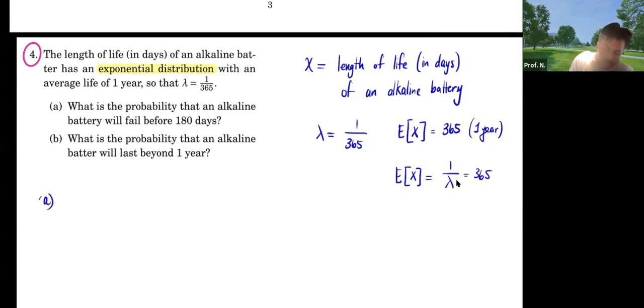Now, part A asks, what's the probability an alkaline battery will fail before 180 days? So how do we write that? How do we write part A? A lot of this is just translating from words to mathematical notation. That's the hard part, and beyond that, it should be more straightforward. How would you write that mathematically speaking?